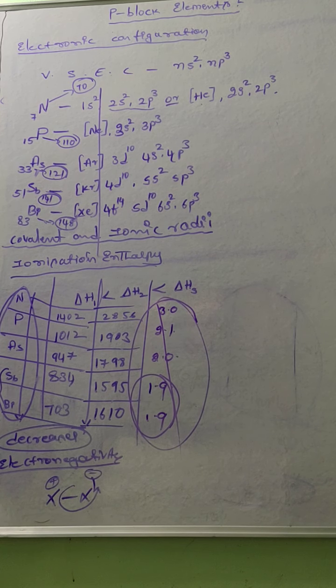Okay, now these are some of the general properties of which group elements? 15th group elements. In the first, electronic configuration, then atomic, covalent and ionic radii, the third is ionization enthalpy, and the next is electronegativity. These are some of the general properties of any element present in the periodic table.